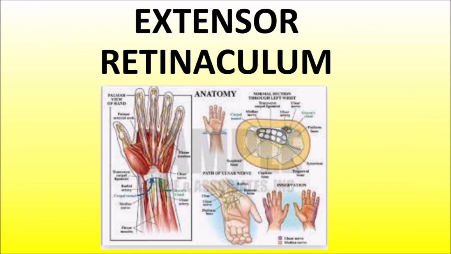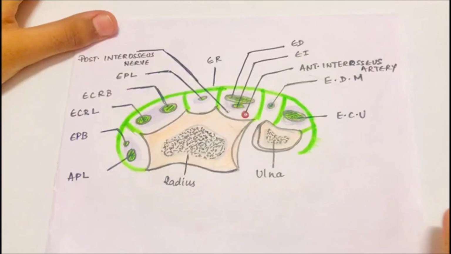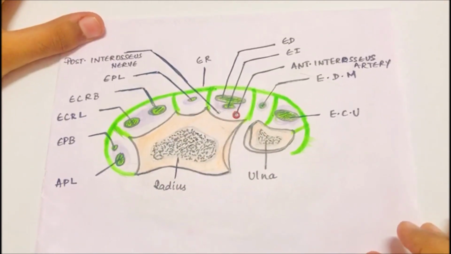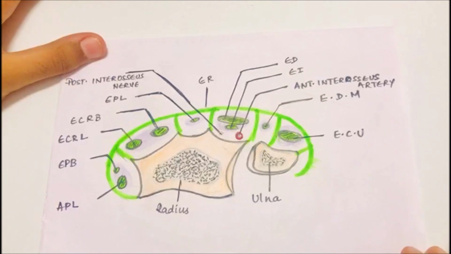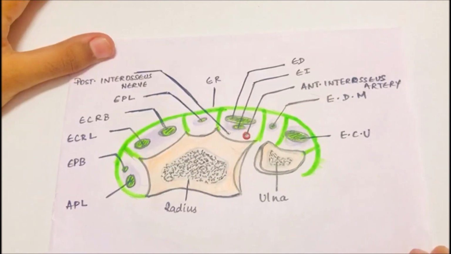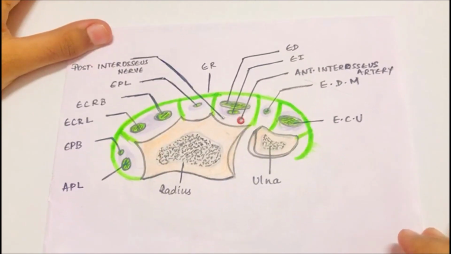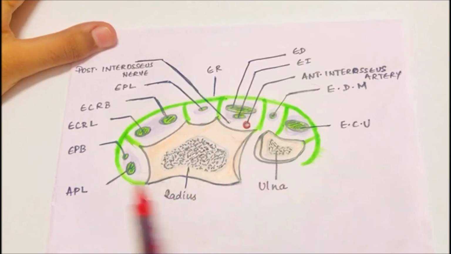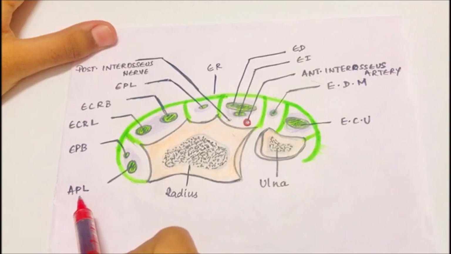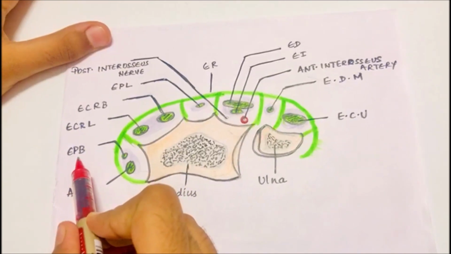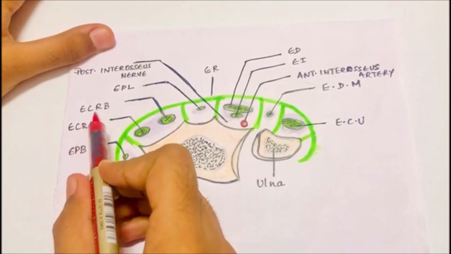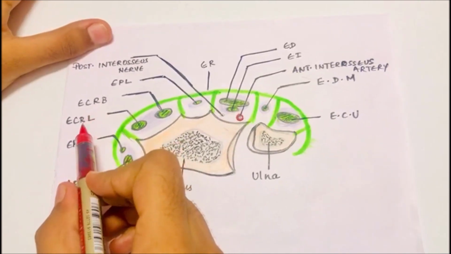Let us move on to the next important short answer, which is the extensor retinaculum. This diagram shows the transverse section of the forearm just above the wrist. Now I'll be explaining the structures passing through various compartments beneath the extensor retinaculum of the wrist. The first compartment includes the abductor pollicis longus and extensor pollicis brevis. The second compartment consists of the extensor carpi radialis brevis and extensor carpi radialis longus.